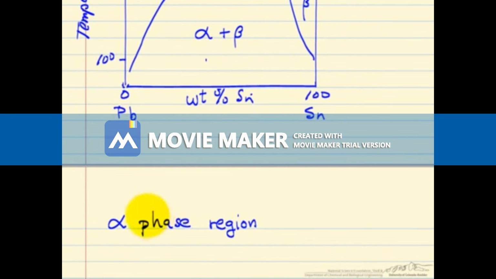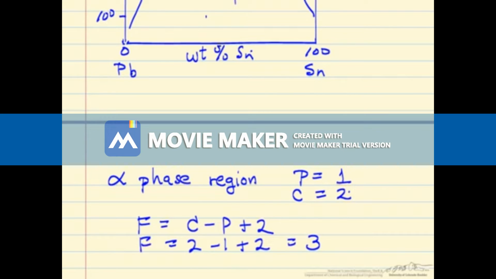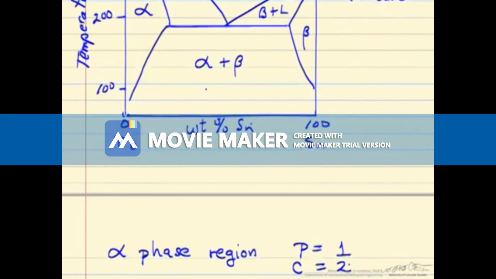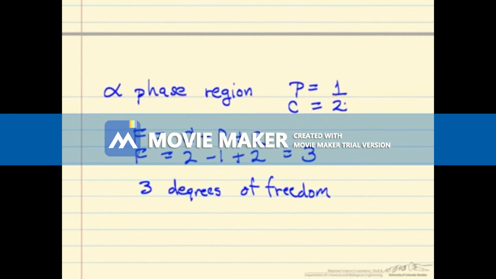So let's look at some point here in the alpha phase and determine how many degrees of freedom we have. The number of phases is 1. The number of components is 2. If we apply the phase rule to this system, with 2 components and 1 phase, it says we have 3 degrees of freedom. The particular diagram that we're looking at is at constant pressure. So for the alpha phase we have 3 degrees of freedom before all the intensive variables are specified.